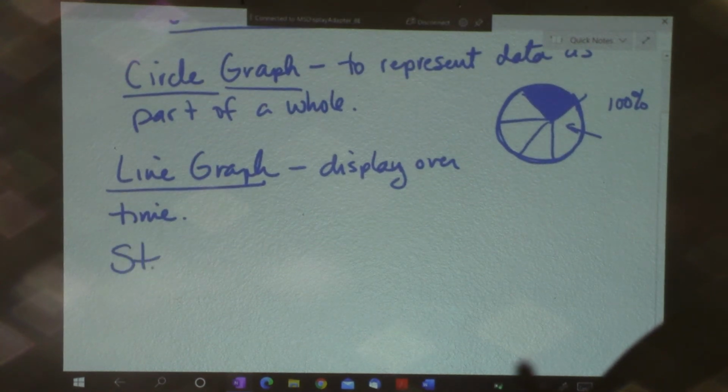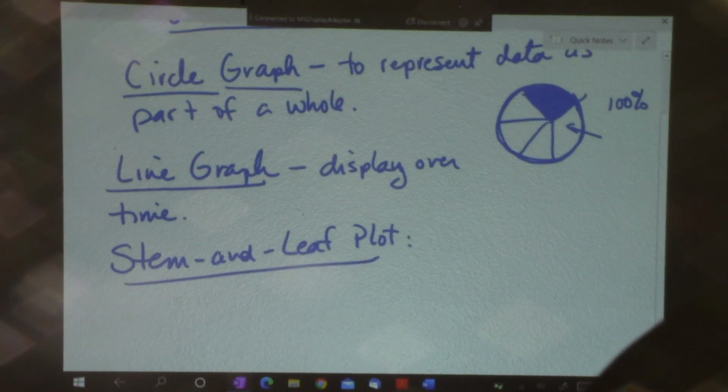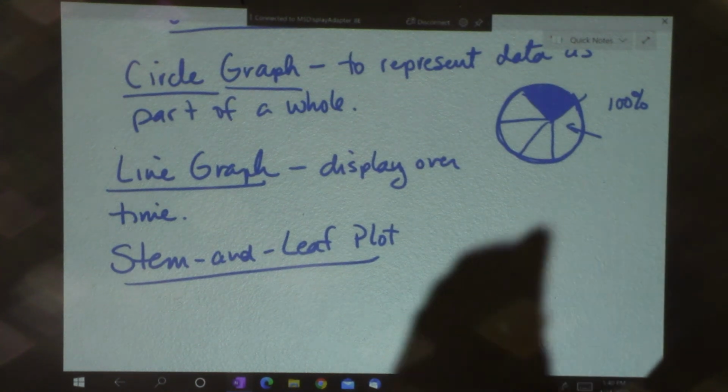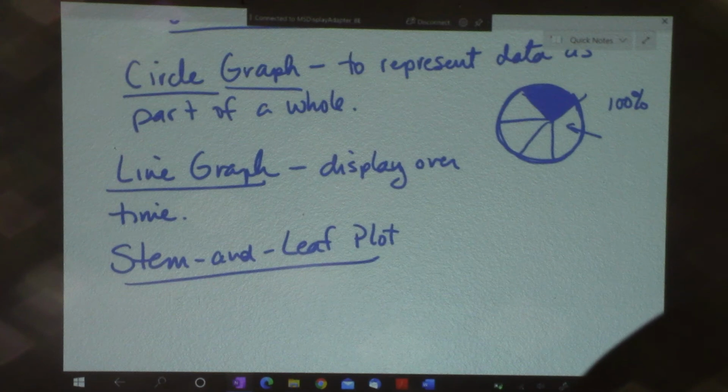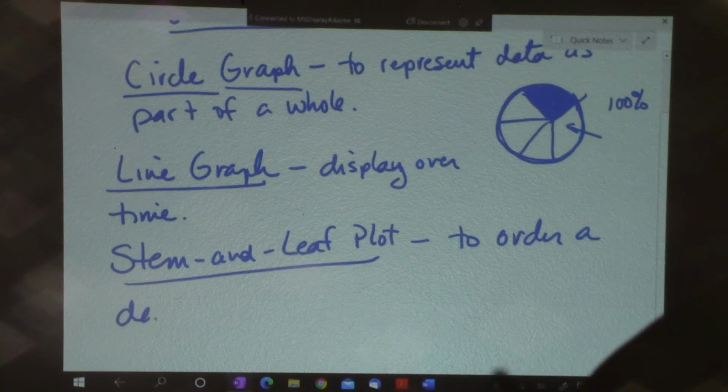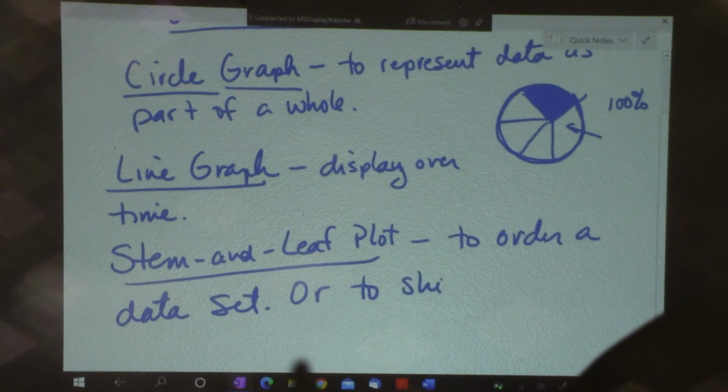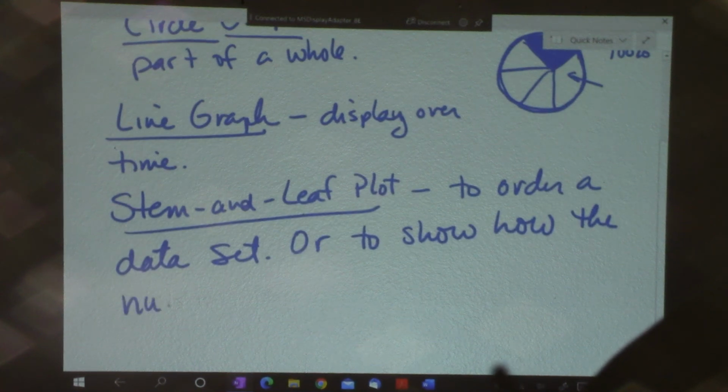Okay? A stem and leaf plot. When do we use that? Let's see. To order a set. To order a data set. Or to show how the numbers are distributed.